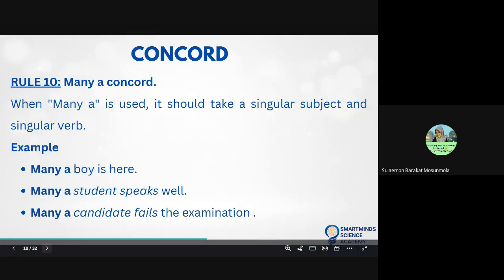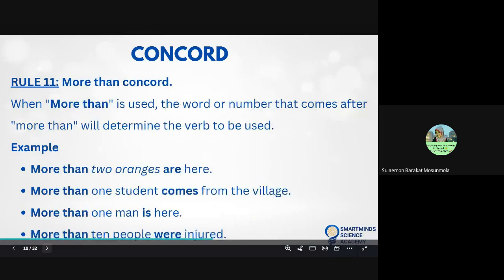Now, the next one is "more than". When we use "more than", the word or number that comes after "more than" will determine the verb to be used. If the word is singular, you use a singular verb. If it is plural, you use a plural verb. More than two oranges are here. Why do I have "are" instead of "is"? This is because when I have my "more than", whatever comes after it will determine the verb to be used. In this case, two oranges. That is to show that I have to use a plural verb because I have a plural number coming after "more than".